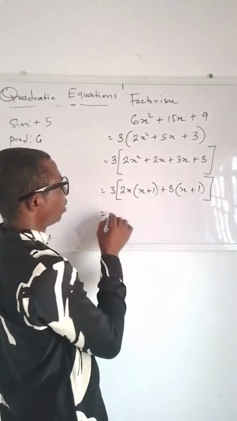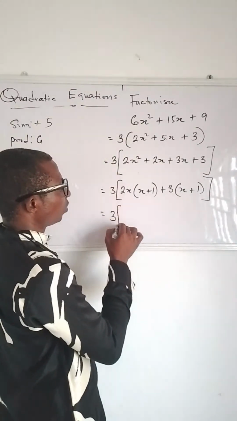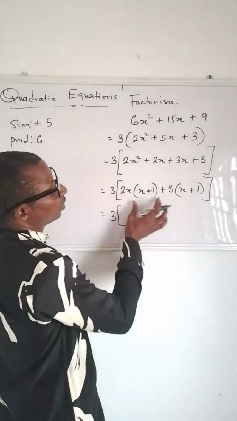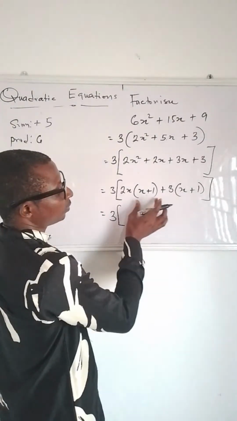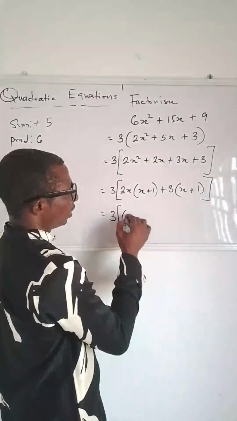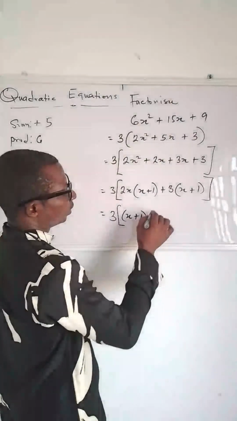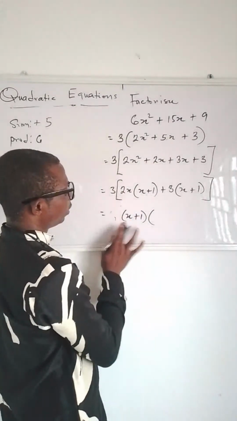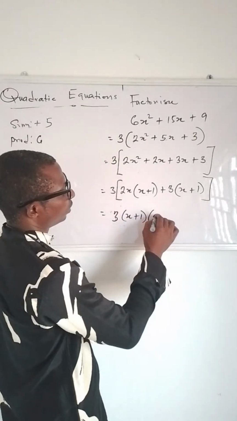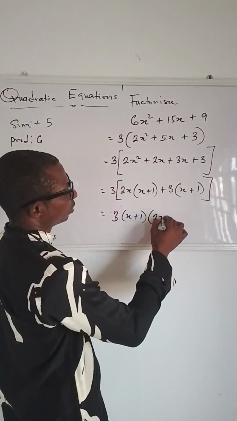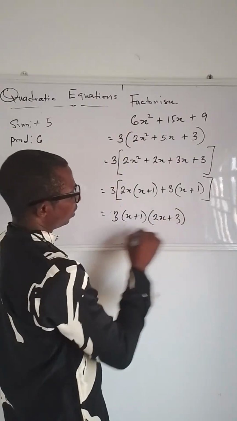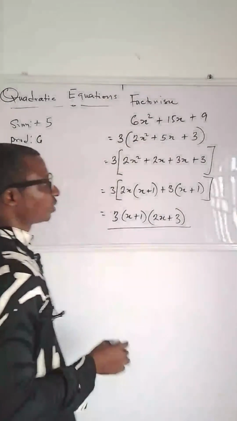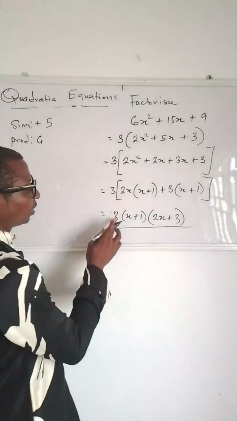Okay? So now let's look at what we have in the bracket now. What is the common factor? Common factor here is x plus 1. And you are left with what? You can simply write the 3 here. You are left with what? 3 and 2x plus 3. And this is going to be your answer. All right, so this is the correct answer.